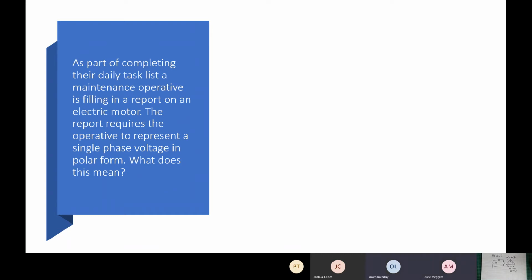Honestly, I can't remember a lot of this being covered. Single phase voltage in polar form. Is that like sine waves? No, in polar form. Well, like one pole, so just 230 volts phase to neutral, isn't it? A single phase voltage in polar form.